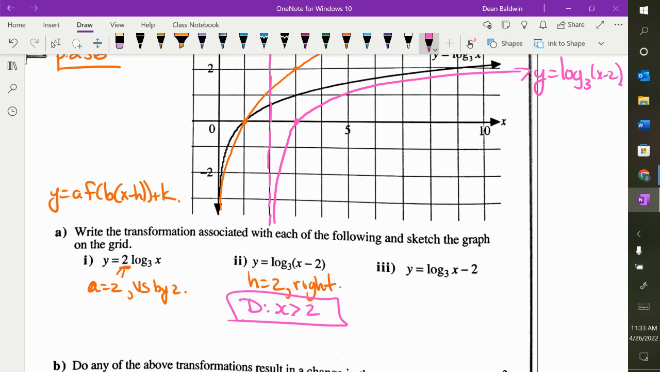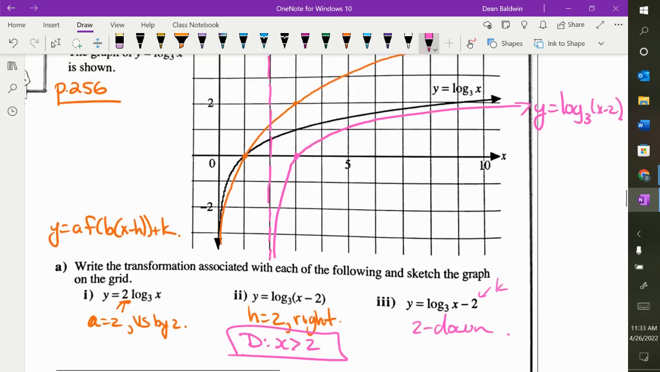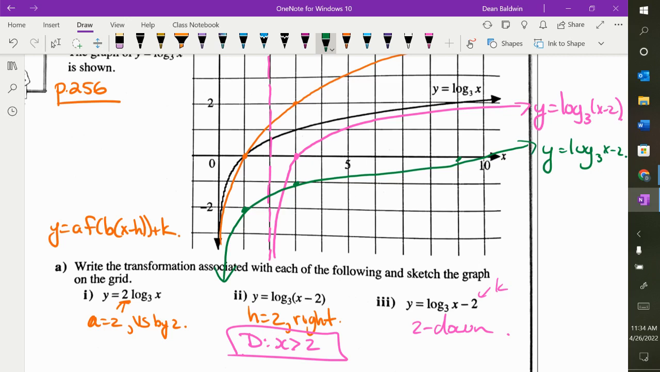All right, last one. Y is equal to log base 3 of x, minus 2. Is that an h or a k? Oh no, that's a k. This one is in brackets, so you know it's an h value. This one is not bracketed, so that is a k. K moves it up and down, so we went down 2. Green. You take this graph and move it down 2. It's still the same type of graph. It moves all the points down 2, so it looks like this. It's been moved down 2, and it shouldn't be as wavy as that one I drew. Okay.